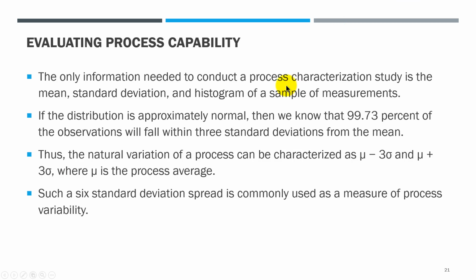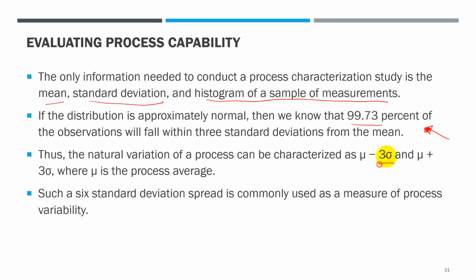So let's take a look. How to evaluate process capability. The only information needed to conduct a process characterization study is the mean, standard deviation, and the histogram of sample measurement, which is just like what we did. If the distribution is approximately normal, then we know that 99.73% of the observations will fall within 3 standard deviation from the mean. Okay, so you looked at it. We have already reviewed it using the empirical rules.